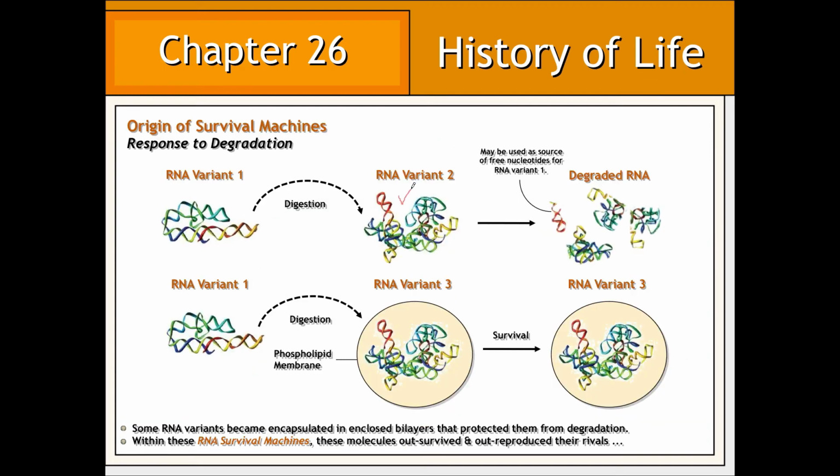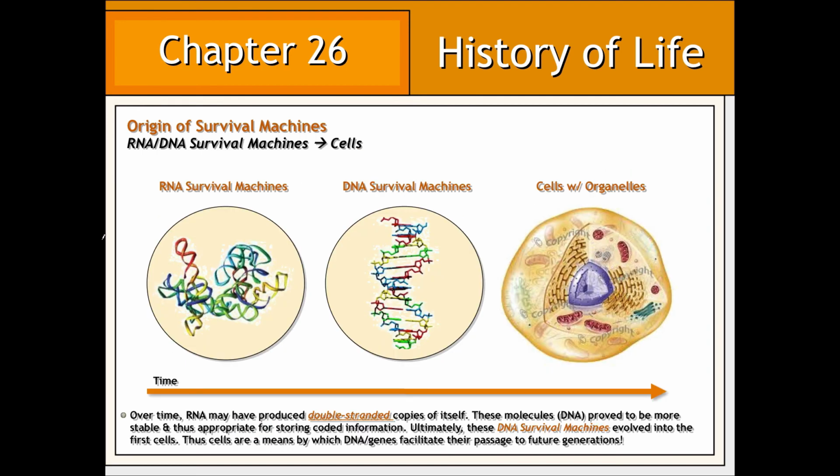Whereas some RNA molecules would have been susceptible to degradation, others would have been protected by being encapsulated in phospholipid membranes. Within these RNA survival machines, these molecules would have been able to outsurvive and outreproduce most of their competitors. As we might expect, these self-encapsulated RNA survival machines may have potentially given rise to the first cells.